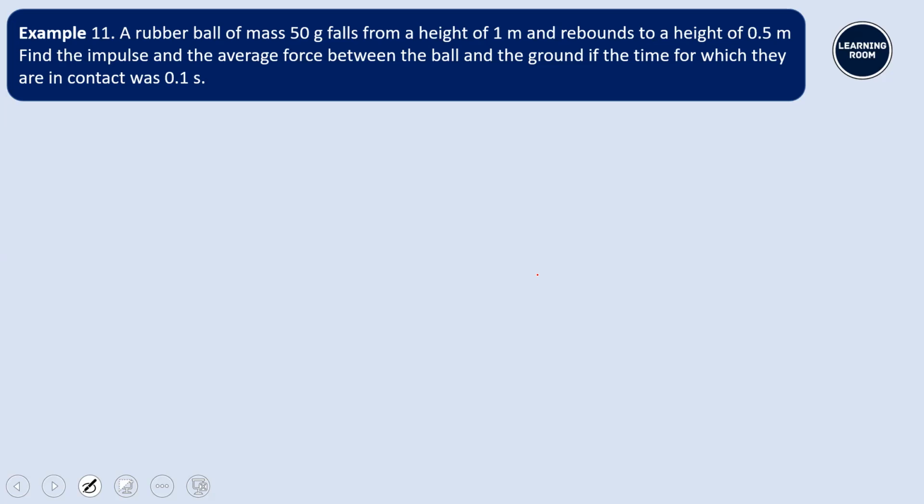Okay, let's visualize the situation again. This is the ground. Height is 1 meter.